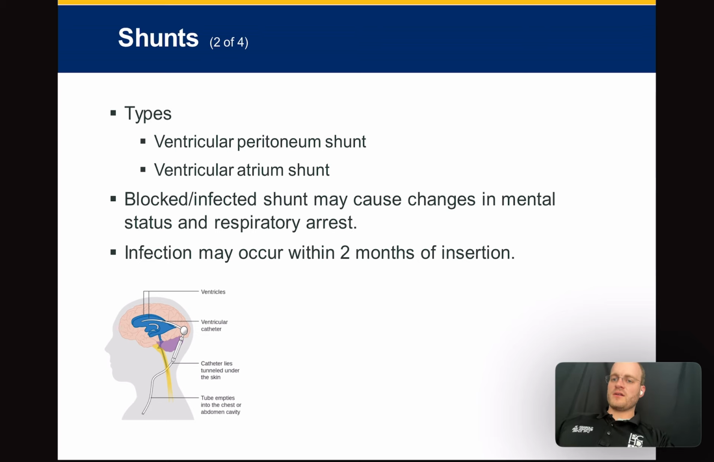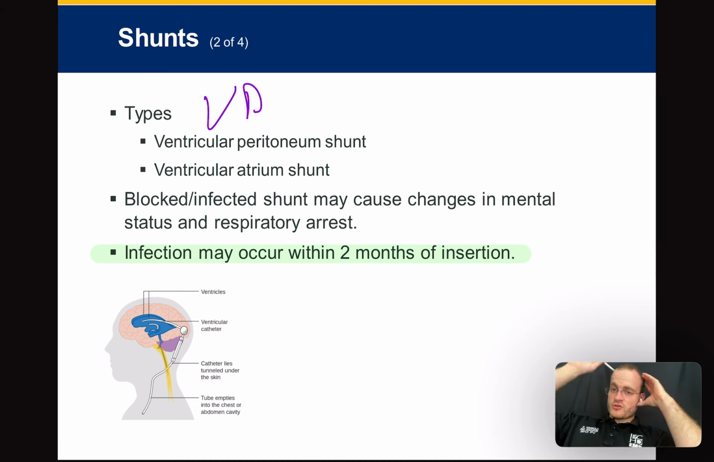Now, infection may occur within 2 months of insertion. This is obviously a very major surgery, but this is sometimes what you have to do to keep these patients alive, because if this cavity gets too big, their brain's not going to work and they would die. And so there's two types of ones. The ventricular peritoneal shunt, this is the most common one. It's called a VP shunt.